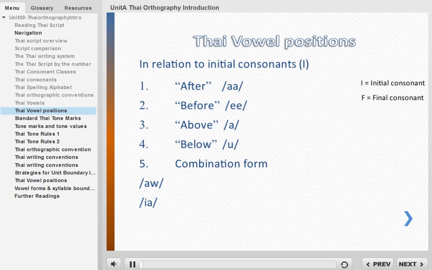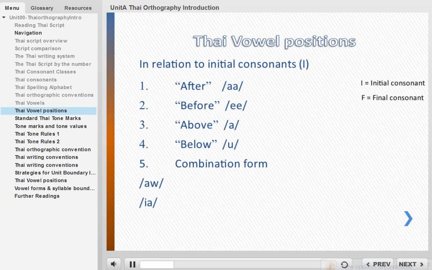You may have already noticed from the table in the previous slide that there are 4 sets of vowel forms based on the prescribed fixed positions in relation to the initial consonant of the syllable. The vowels are shown in red in the following examples. The letter I is the placeholder for initial consonant. The letter F is for the final consonant.